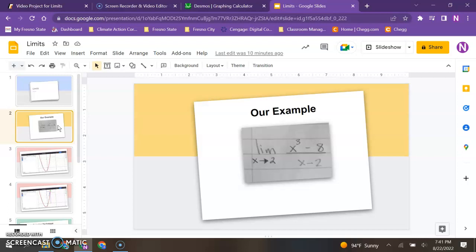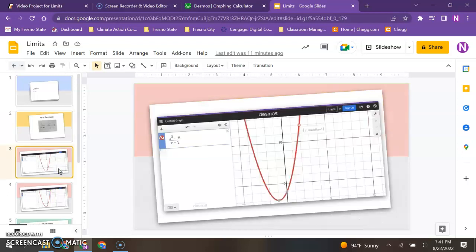Now let's look at an example of a rational function. For our example, we have the limit as x approaches 2 of x to the third minus 8 over x minus 2. Before we look at any analytical or calculus technique, let's first look at it in Desmos.